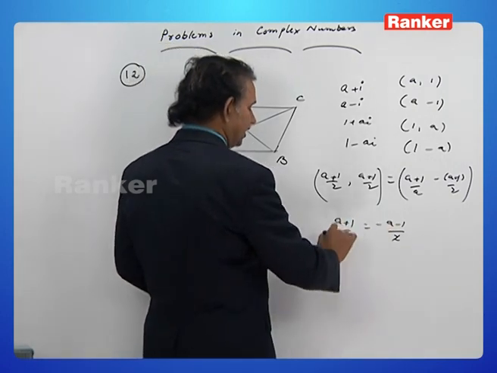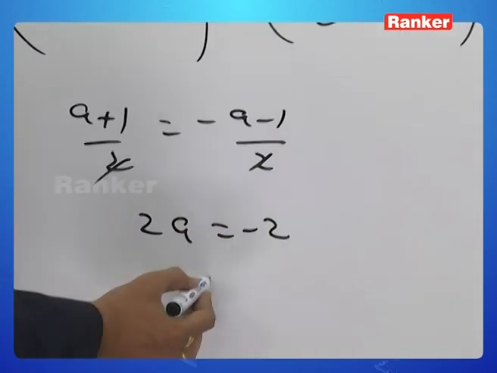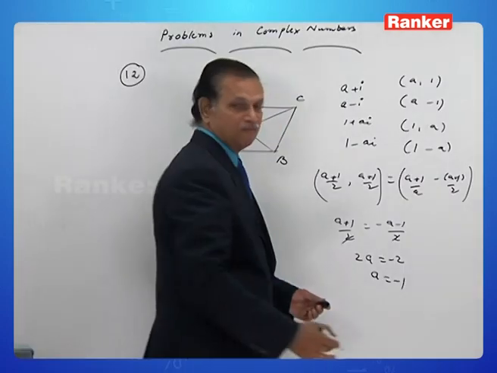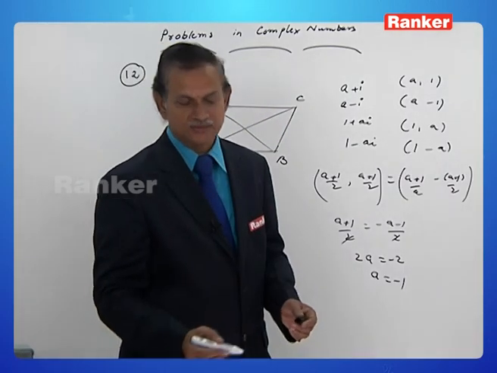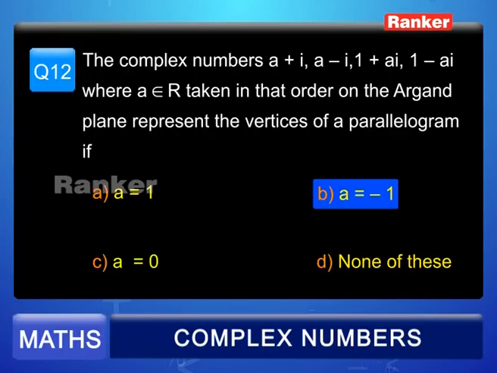Bring minus A here, send 1 there, so that you have 2A is equal to minus 2, hence A is minus 1. What is A? Minus 1. Is it available? Of course, available in option B. The second option is the correct option.